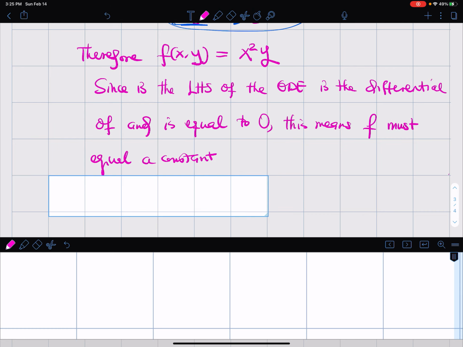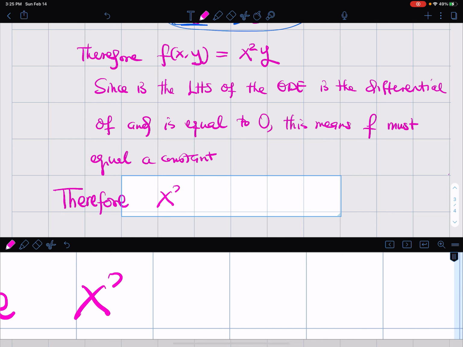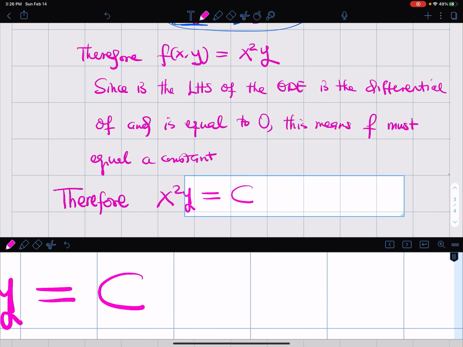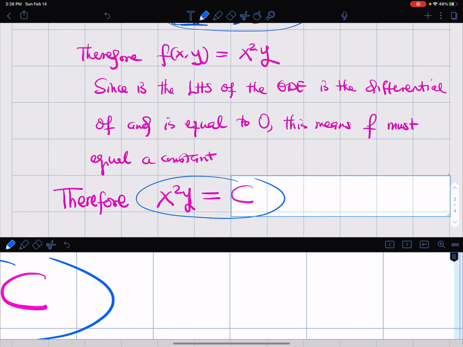This means, therefore, now this is a big therefore. Therefore, x squared times y is equal to a constant c. And this, my friends, is our solution. This is our general solution.